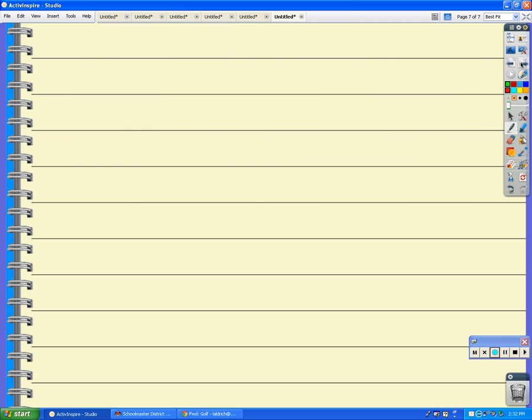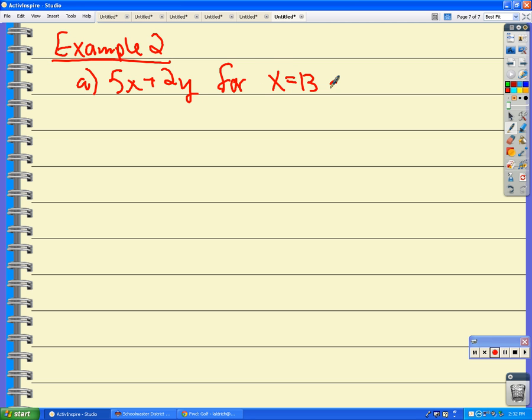All right, so then like I said, we don't need to stop with just one letter. We can use more than one if we would like. So if we have 5x plus 2y, let's plug in 13 for x and 11 for y. Okay, so this is some tricky stuff here.